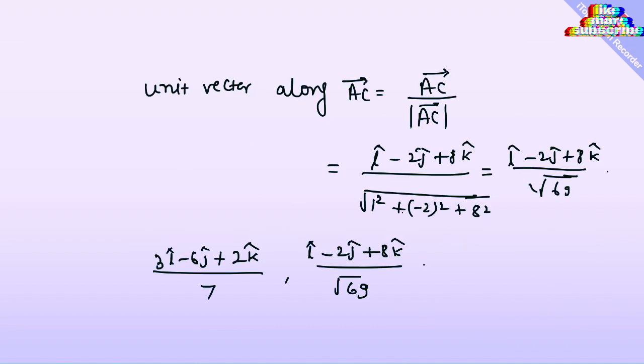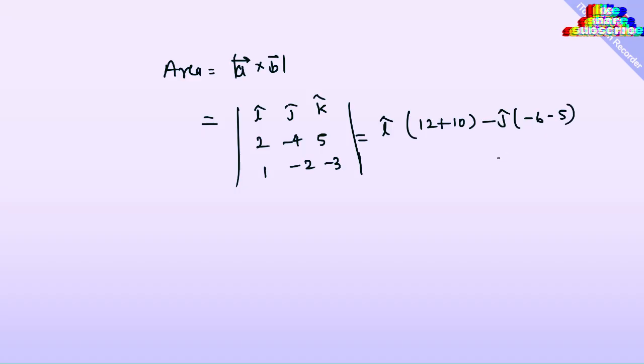So we write here the components of vector A as 2, minus 4, 5, and the components of vector B as 1, minus 2, minus 3. This is equal to I cap, and expanding this determinant, this is I cap times 12 plus 10, minus J cap times minus 6 minus 5, plus K cap times minus 4 plus 4. This is equal to 22 I cap plus 11 J cap plus 0 K cap.